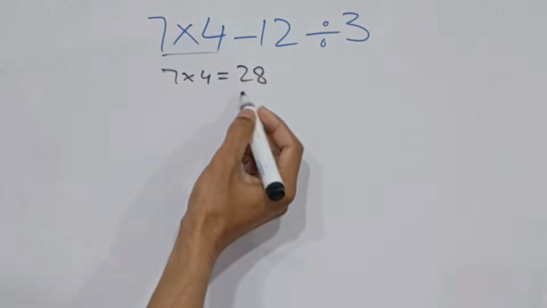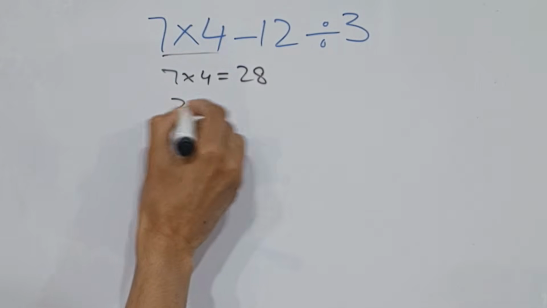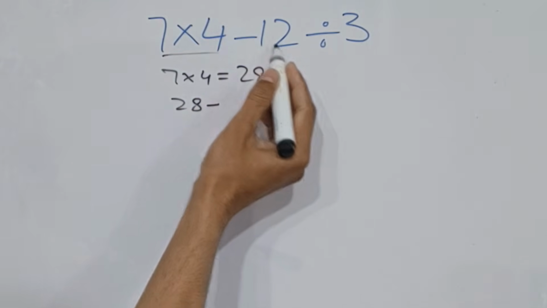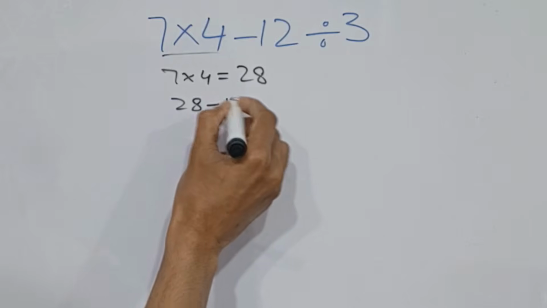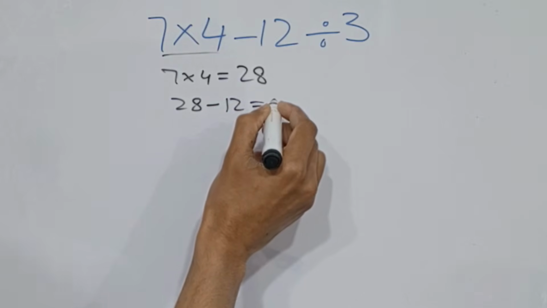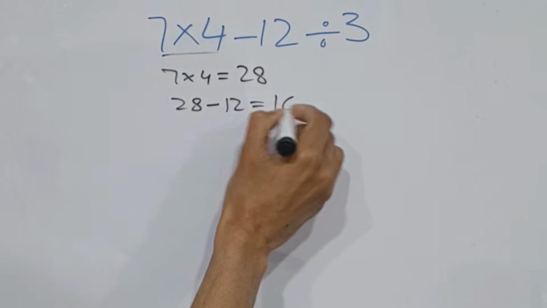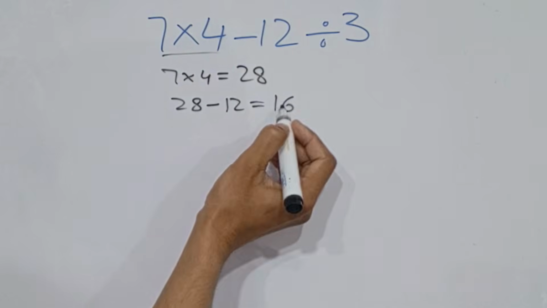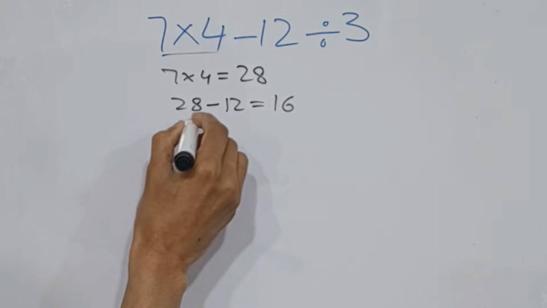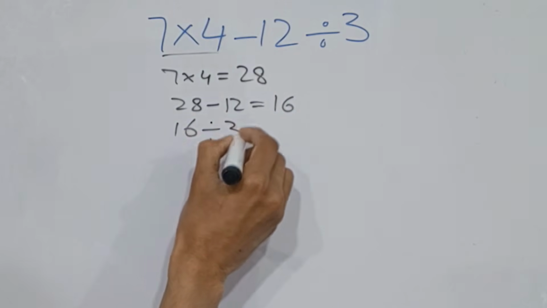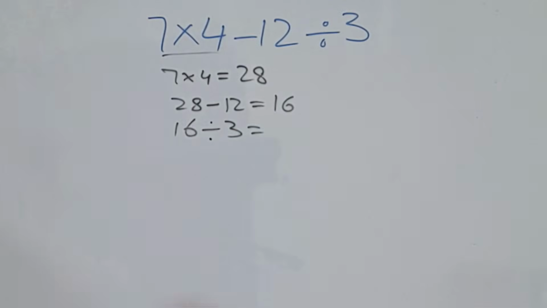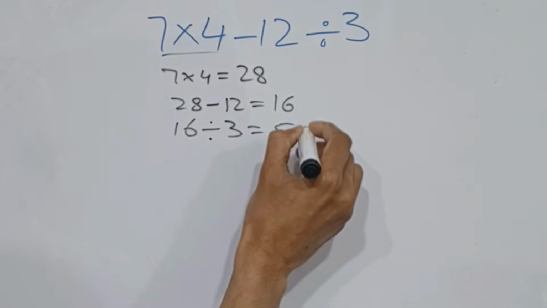Now 28 minus 12 equals 16, right? Now 16 divided by 3. 16 divided by 3 equals 5.33.